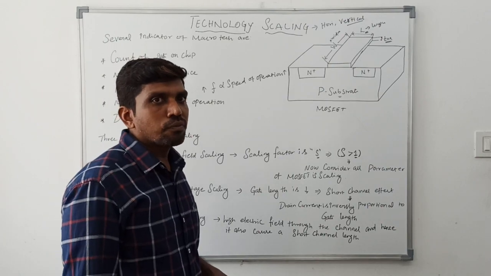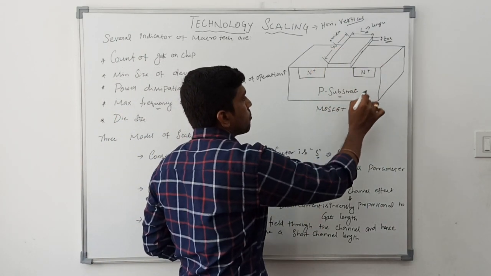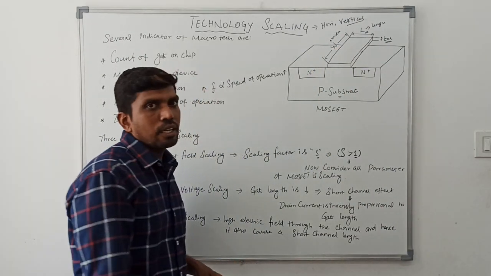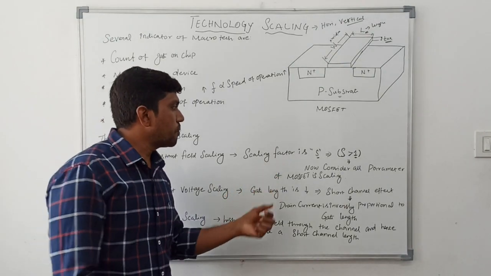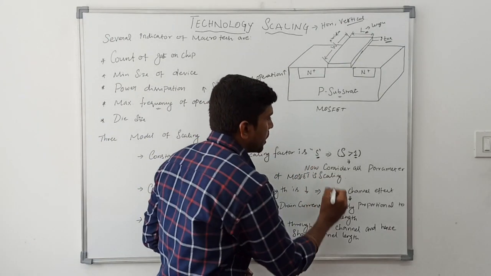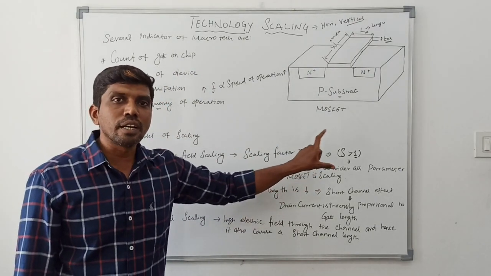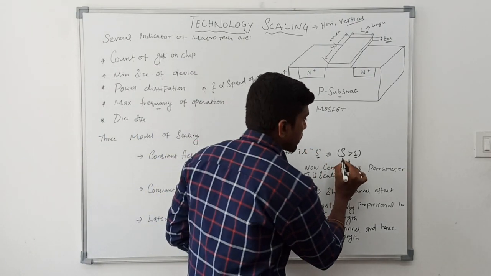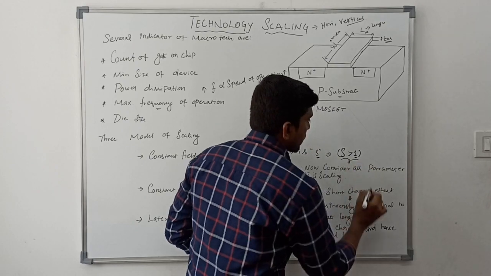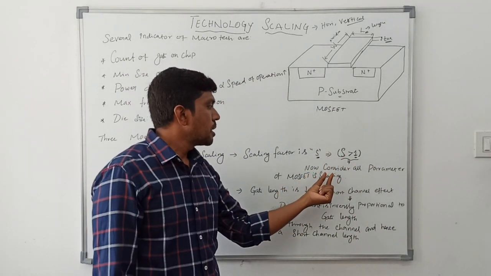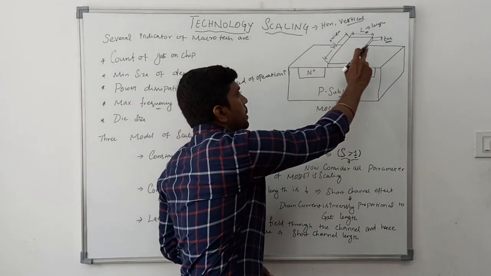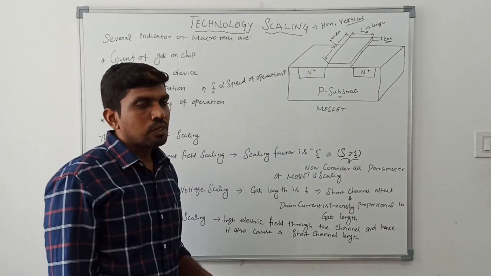First one is constant field scaling. In this constant field scaling, all the parameters of the MOSFET are subjected to scaling. Here the scaling factor is S, whose value is greater than 1. Now consider that all the parameters of the MOSFET are scaled.